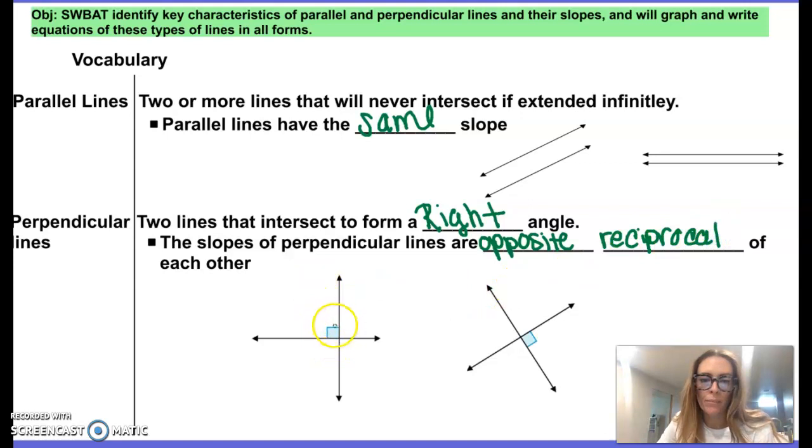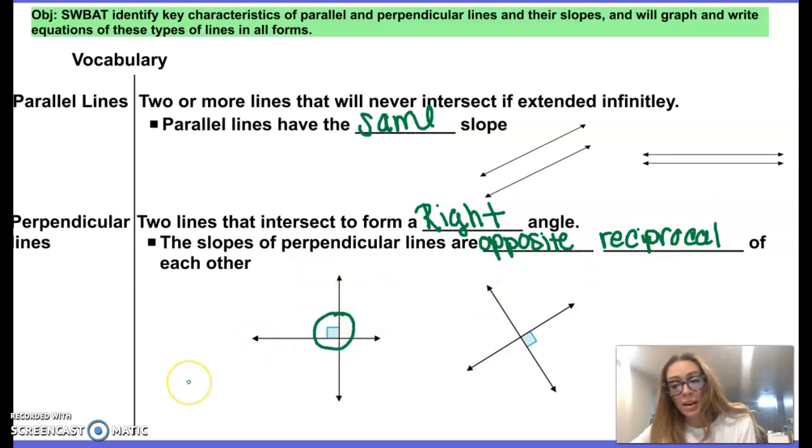So make sure, just like in geometry, that if it looks perpendicular, it might not be. You need to prove that it's perpendicular or prove that that is a right angle. If there is a right angle already there denoted, then you can assume that it is perpendicular.